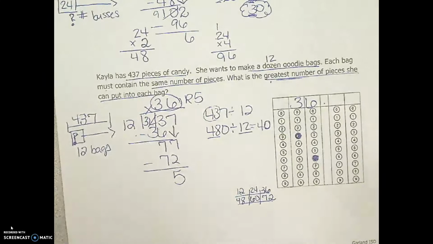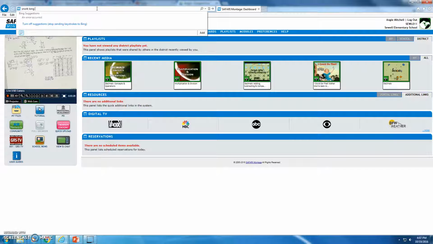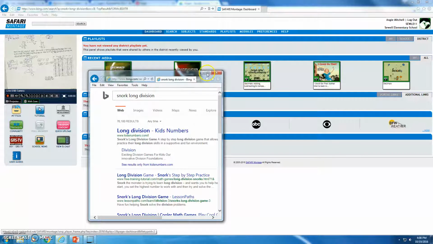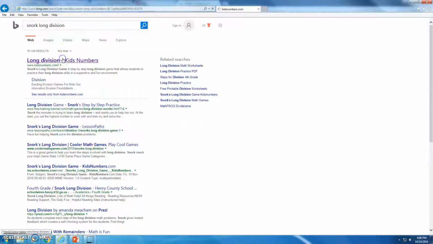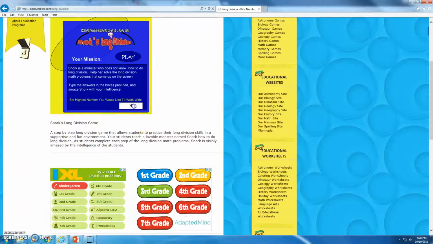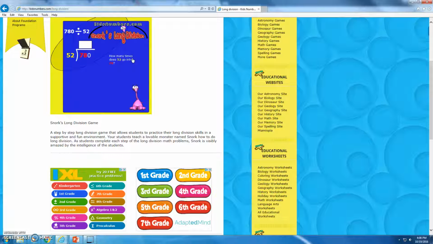Ta-da! You're now finished with your math homework. Excellent job. If you just have not had enough of division and you want more, well, you can Google snork long division and click on this link. The highest number you would like to work with is 99. And look, you can practice.